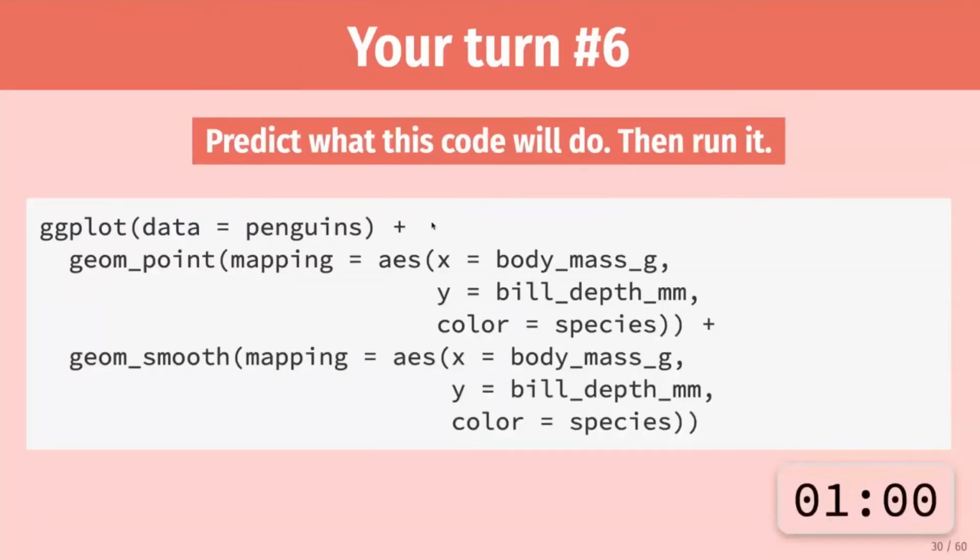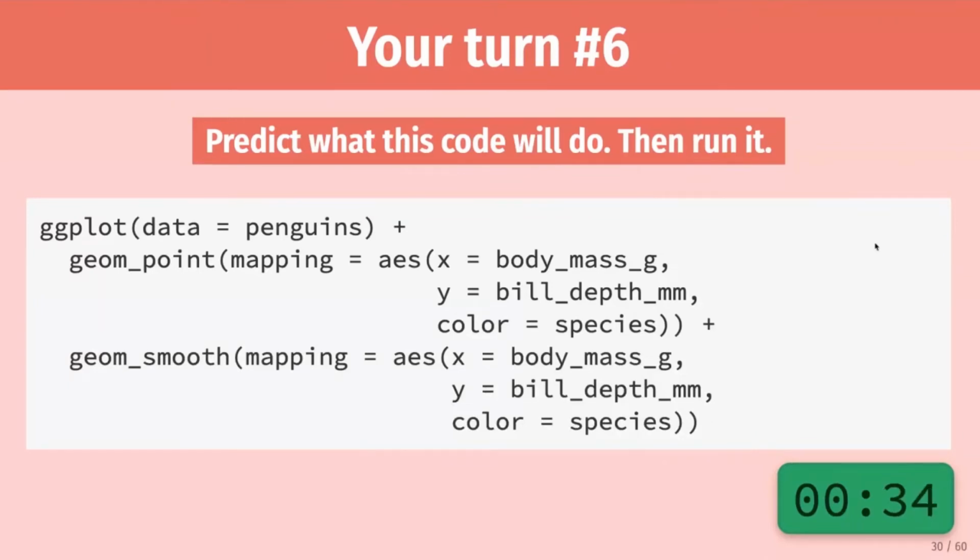So with your turn, this is another your turn. This is a quick one. Go ahead and look at this code in your head and figure out what you think it's going to do, and then run it in RStudio Cloud and see if you were right. You have like 30 seconds to do it. It's fast. And see if your prediction was right.